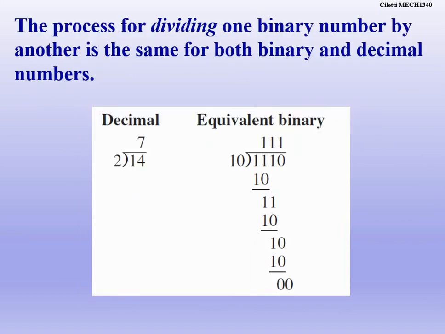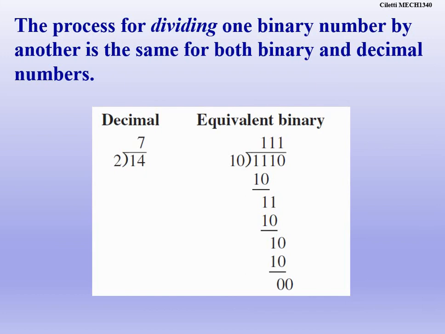Same with division. It's just old school division. You should know how to do this. Just break it down into chunks. So if we're going to take 1110 and divide it by 10, in decimal it's 14 divided by 2. But you have to break it into chunks. So you're going to say, how many times does 10 go into just the 11? Well, it goes in once. So then you have 11 minus 10, which gives 1.